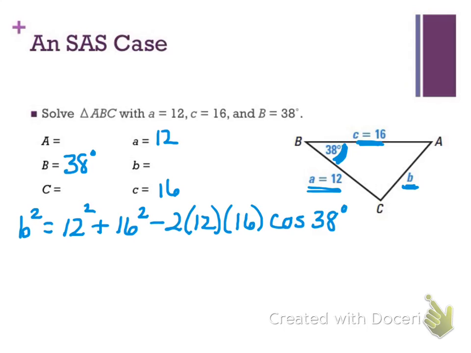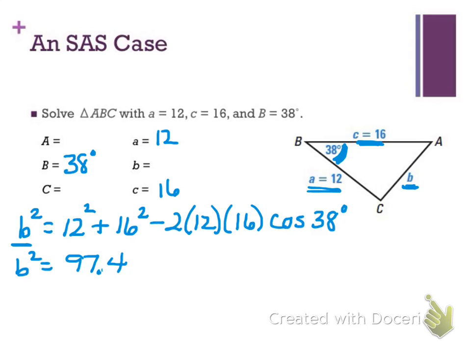Now, a case like this is pretty nice because what we're trying to find is already out on the left side. So this is just a matter of plugging it into your calculator, taking your 12 squared plus your 16 squared, and then subtracting 2 times 12 times 16 times the cosine of 38. That will get you a b squared that is approximately 97.4.